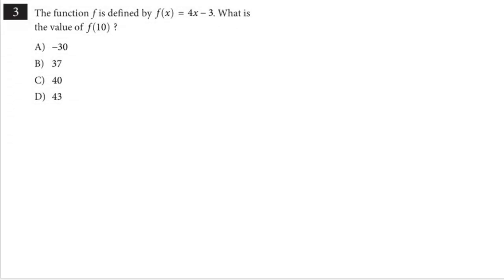Question 3: The function f is defined by f of x equals 4x minus 3, a linear function. What is the value of f of 10? You need to put in 10 in place of x: 4 times 10 minus 3. This is going to be 40 minus 3, that's 37. B is the correct answer.